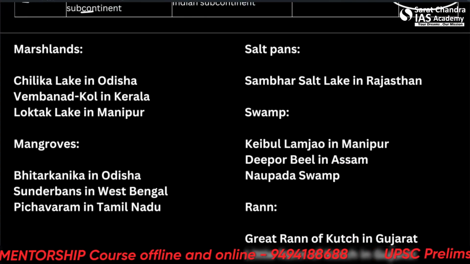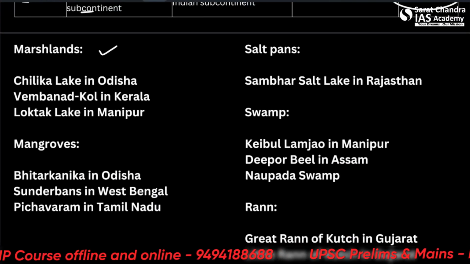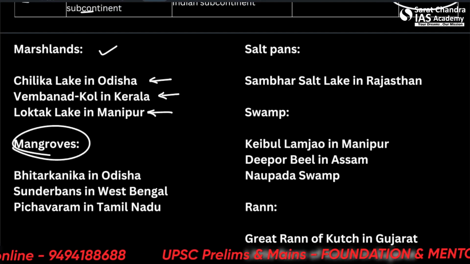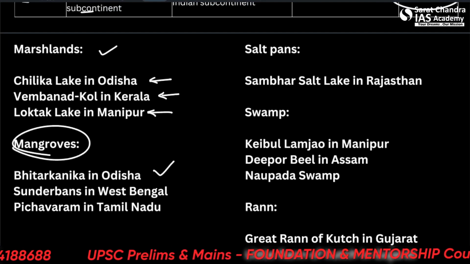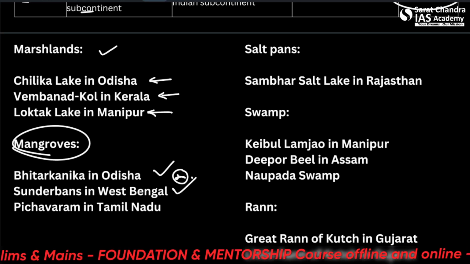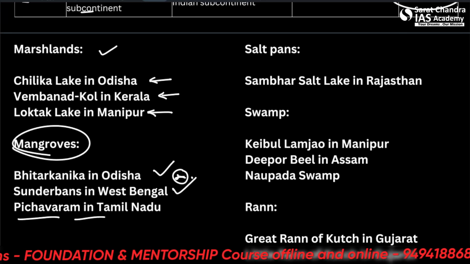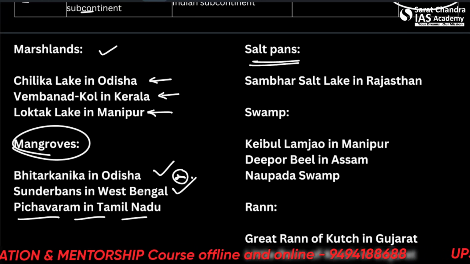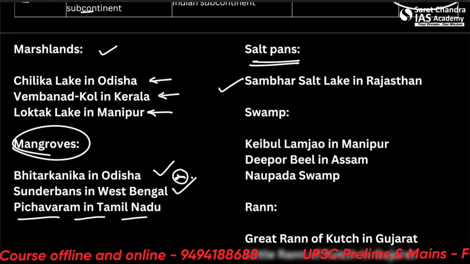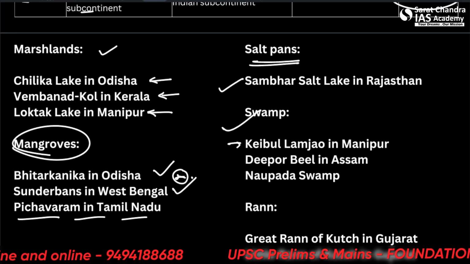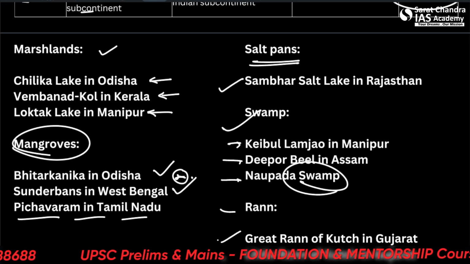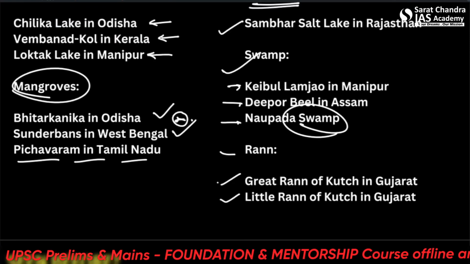Here are some examples of the marshlands such as Chilka, Vembanad Kol in Kerala, Loktak Lake in Manipur. When you talk about mangroves, the famous ones are Bhitarkanika in Odisha, Sundarbans, probably the most famous because of its majestic tigers, and Pichavaram in Tamil Nadu. When you talk about the salt pans, Sambhar Lake in Rajasthan is also a salt pan. When you talk about the swamp, they are Keibul Lamjao, Deepor Beel, Naupada swamp. And when you talk about the run, they are Great Run of Kutch and Little Run of Kutch in Gujarat.